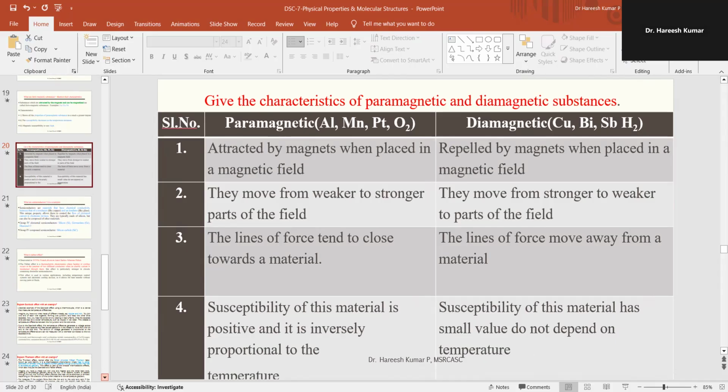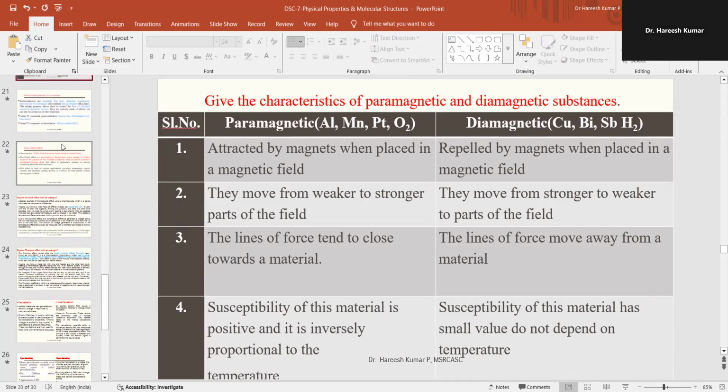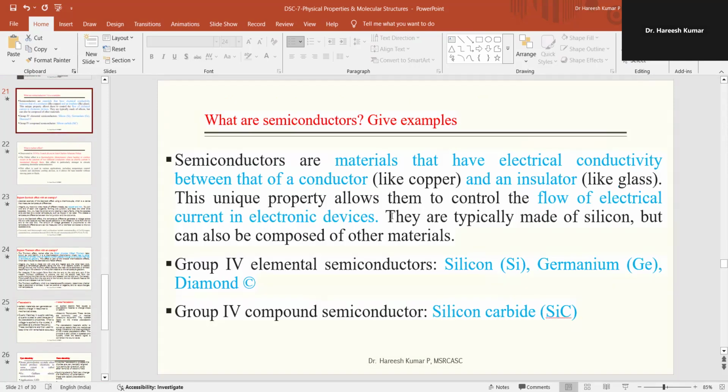So let's take one more question. So here, what are semiconductors? Give examples. Semiconductors are materials that have an electrical conductivity between that of a conductor like copper and an insulator like glass. This unique property allows them to control the flow of electrical current in electronic devices.